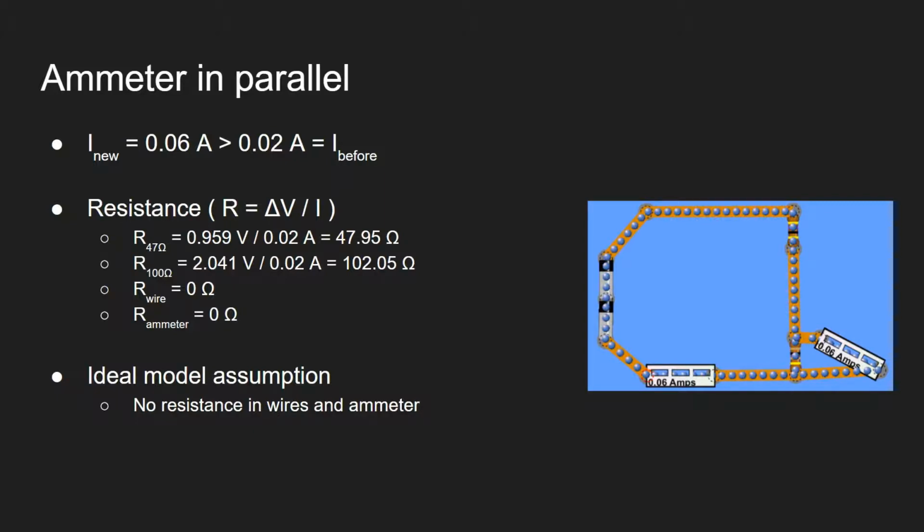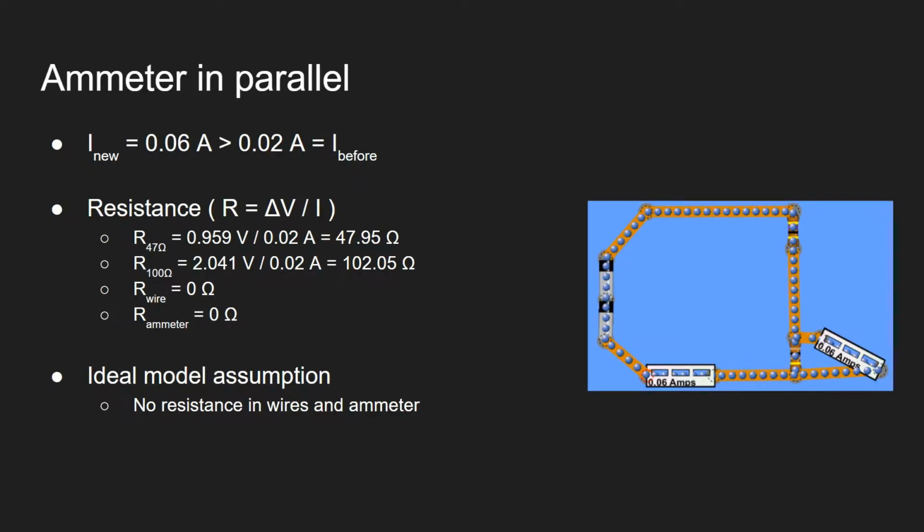The resistance calculated from the measured values turned out to be 47.95 ohms for the 47 ohm resistor and 102.05 ohms for the 100 ohm resistor, and it was measured to be 0 ohms for the wire and ammeter. And this shows that we had the ideal model assumption of no resistance in wires and ammeter, which is different in real life examples.